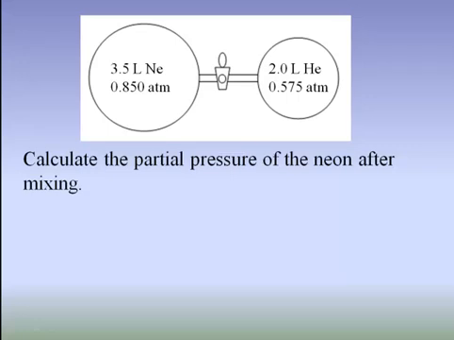So how do we calculate the partial pressure of neon after mixing? First of all, it's important that you understand that neon doesn't care that helium is also present in the apparatus. That doesn't affect neon's numbers in any way. All that matters for this question is that neon has an initial volume and pressure. When the stopcock is opened, the volume available to neon changes, so its pressure will change too. Pressure and volume are changing. This is a Boyle's law calculation.